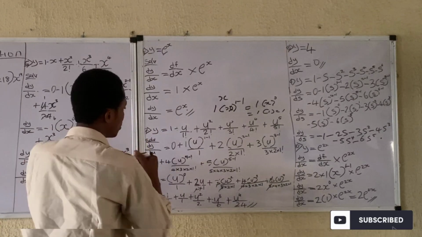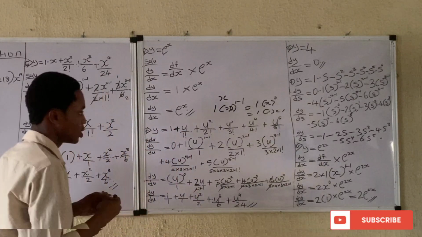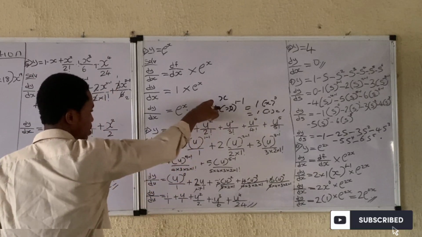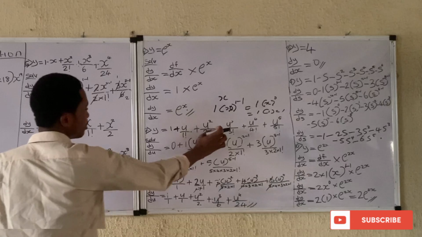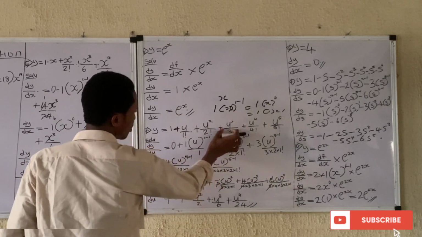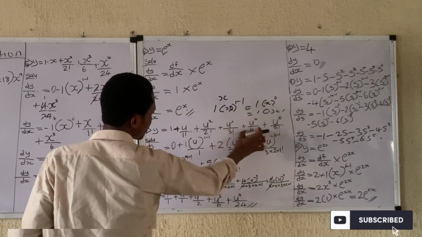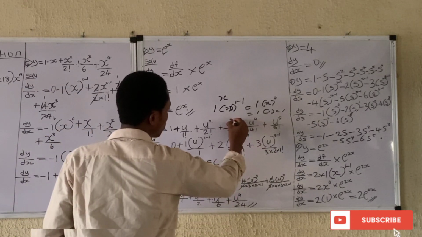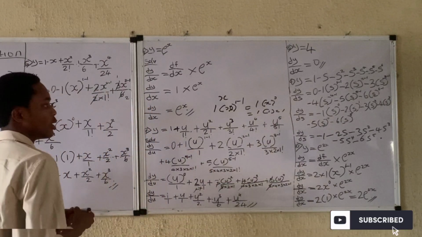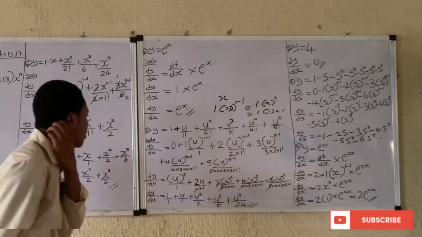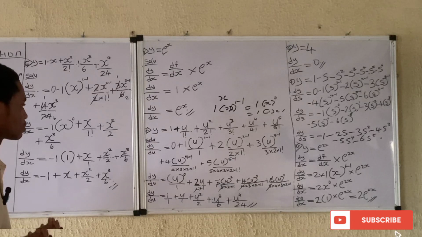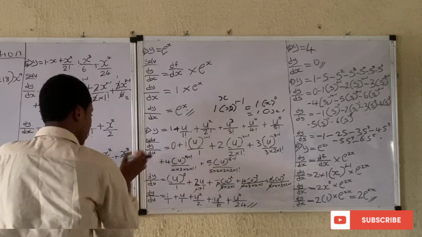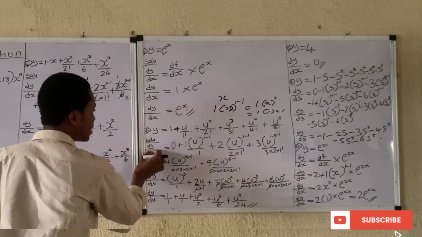y equals 1 plus u all over 1 factorial plus u raised to the power 2 all over 2 factorial plus u raised to the power 3 all over 3 factorial plus u raised to the power 4 all over 4 factorial plus u raised to the power 5 all over 5 factorial. Now just be calm and follow me. Solution. Now dy/du.